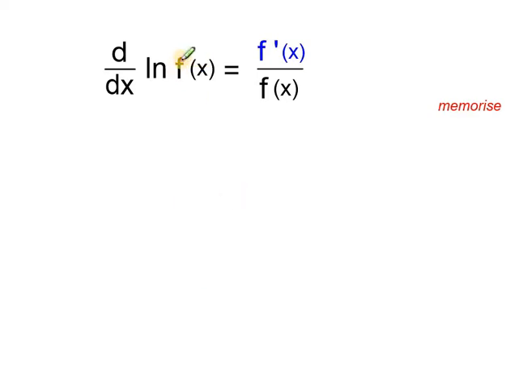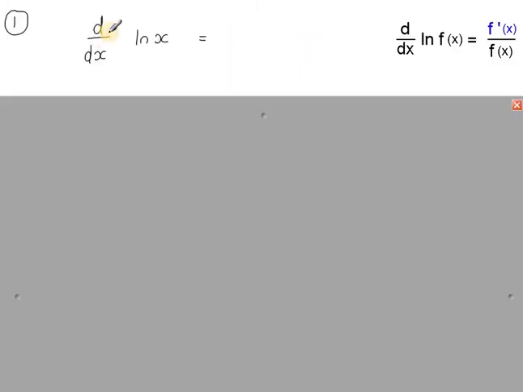And the formula states that you should copy this into the denominator and then differentiate this function of x and put that into the numerator. So if we differentiate ln x, the f of x is here. The formula is telling us to copy that into the denominator, and then take your function of x, which is the x, and differentiate it. If you differentiate x you get 1, we put that into the numerator. There we go.